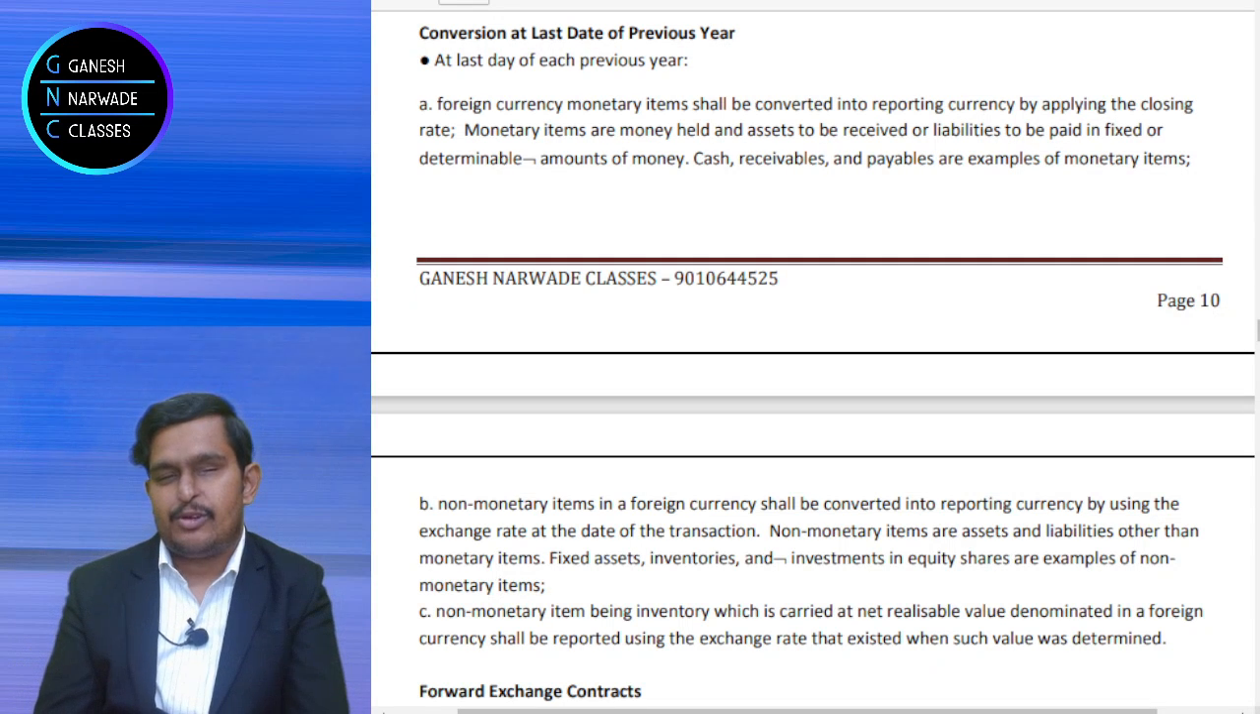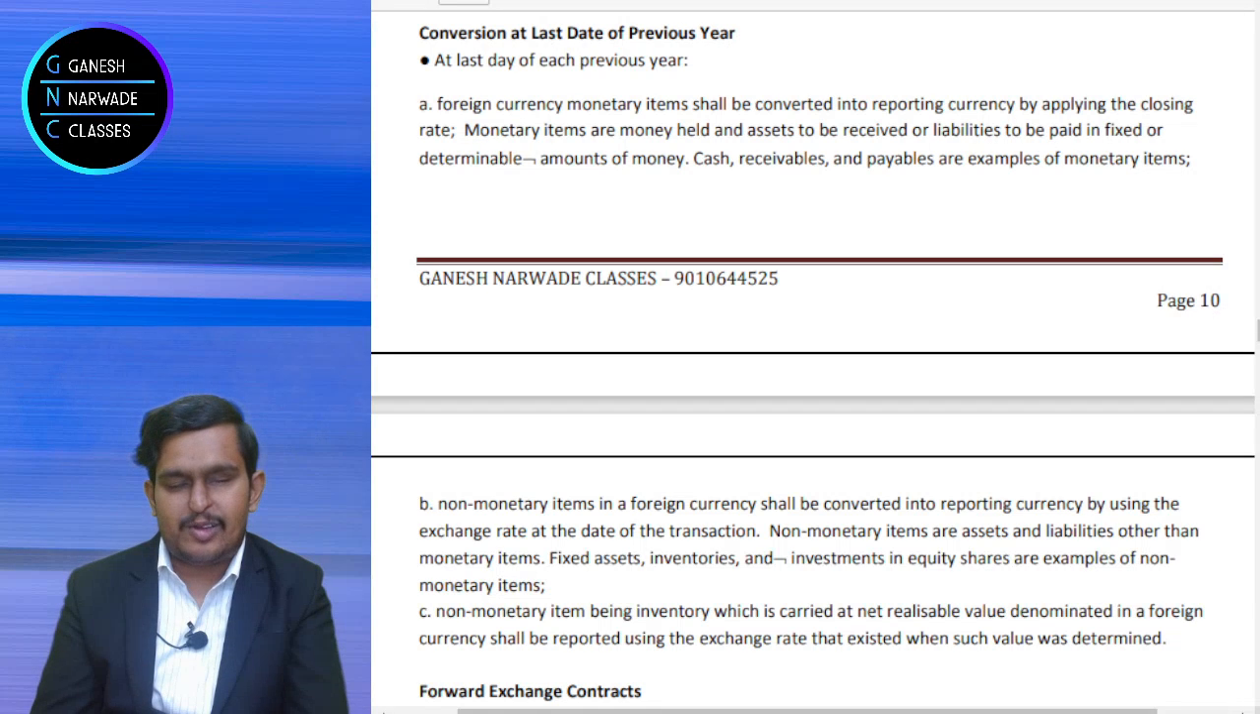monetary items. So on the closing date, on 31st March, what is the foreign exchange rate? That we have to see, and that we have to record. Are you able to understand? Suppose I purchased some goods.